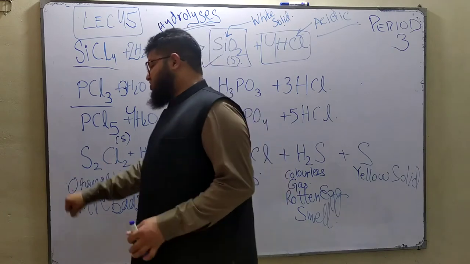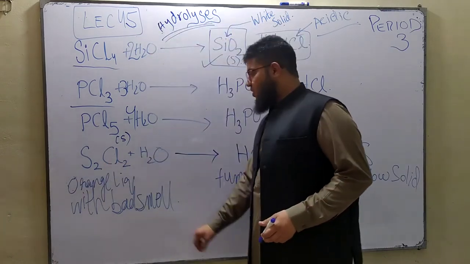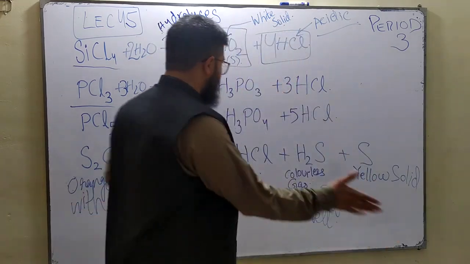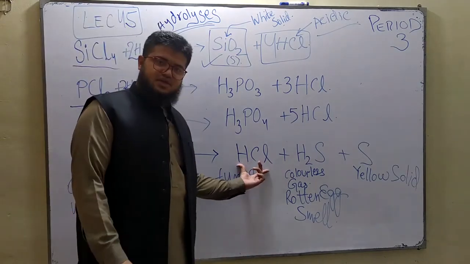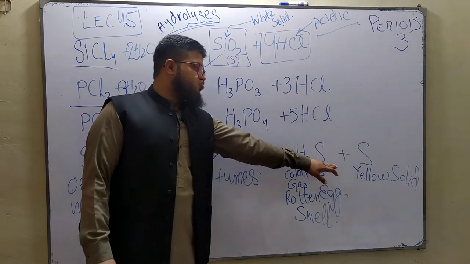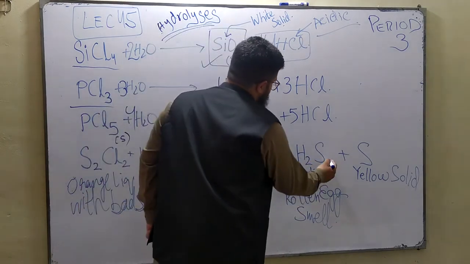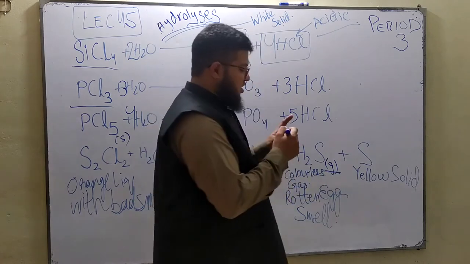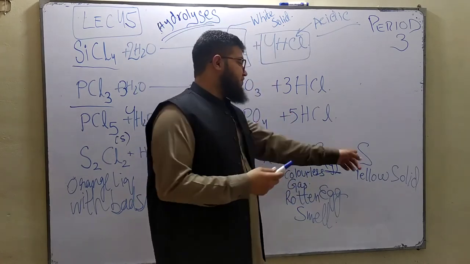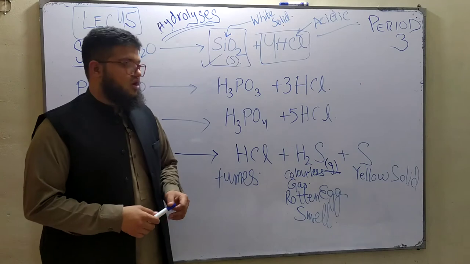S2Cl2 is actually an orange liquid with a very bad smell. When it dissolves in water, I haven't balanced the equation, but still, it will give us HCl. It will give us H2S, which is a gas, a very important gas. A lot of questions are asked regarding H2S. And finally, sulfur, a yellow solid, is also formed.